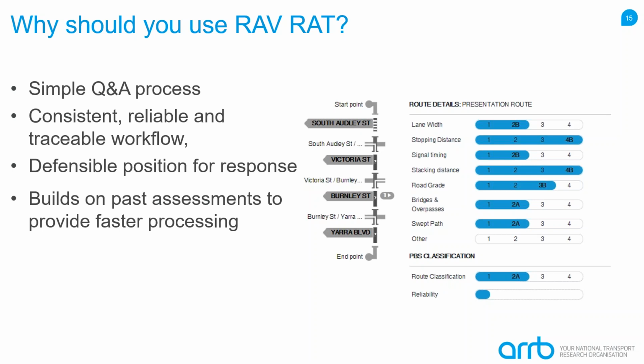This assessment process also establishes what I like to call a defensible position for any of your responses to access requests, and it satisfies the HVNL statement of reason requirements. So for instance, if you refused a route and you were then questioned as to why you refused it, you could then provide them very easily why you refused that and what criteria it didn't meet. The tool also builds on past assessments to provide faster processing in the future. So it reuses elements of the route to essentially make any other route that uses those quicker to assess.